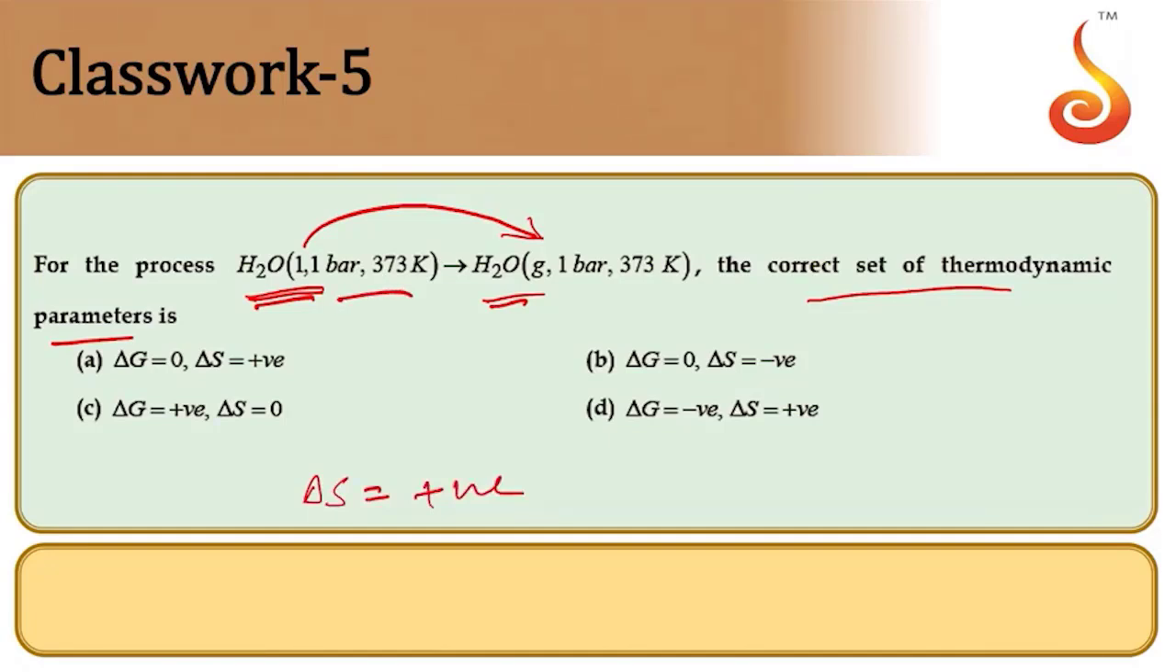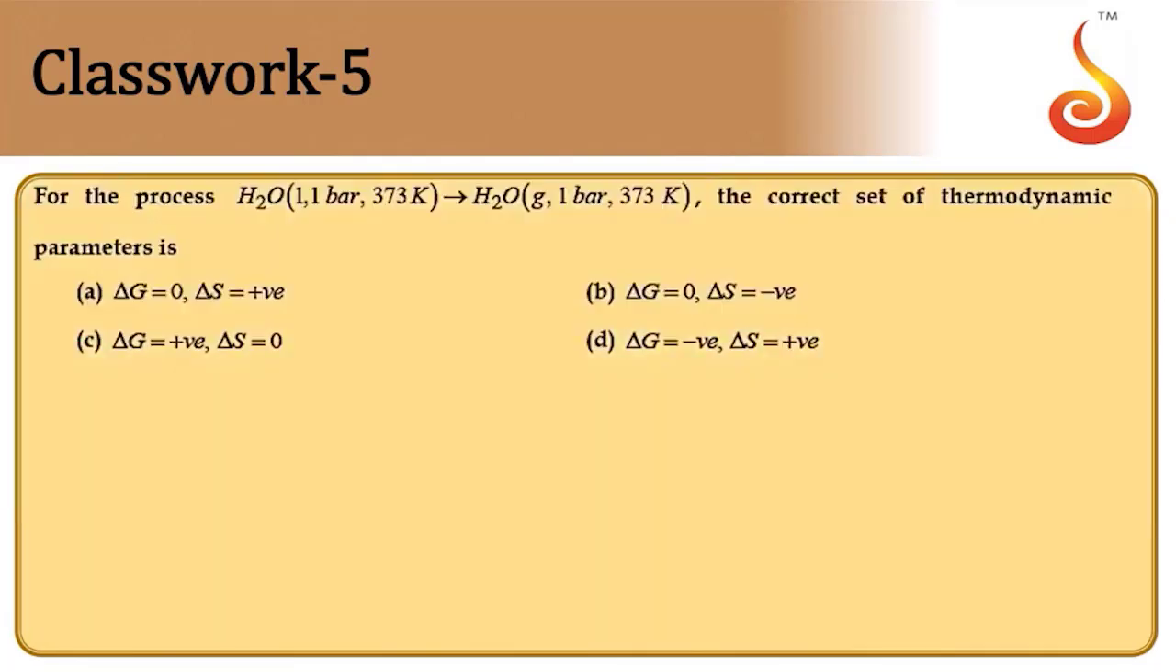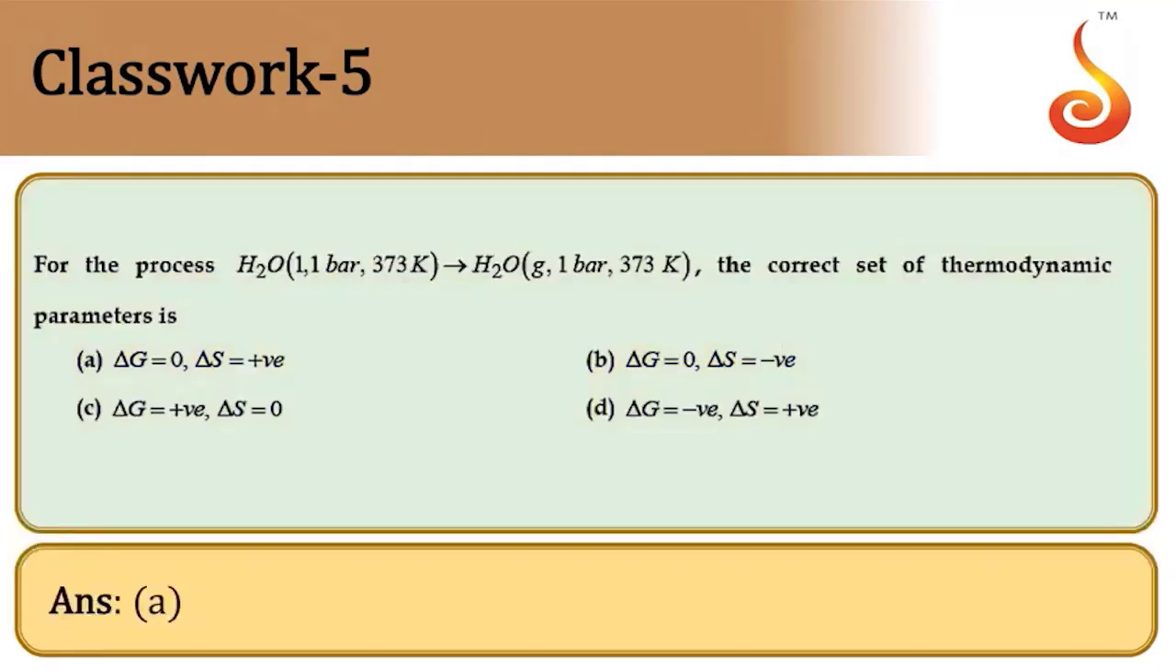And see the given set of conditions, 1 bar and 373 Kelvin, no change, implies it is an equilibrium state. Given conditions are equilibrium conditions, thereby delta G value must be equal to 0. So delta G is 0 because the conditions are equilibrium conditions, and delta S is positive. Therefore, option A is correct here. Delta G is 0, delta S is positive.